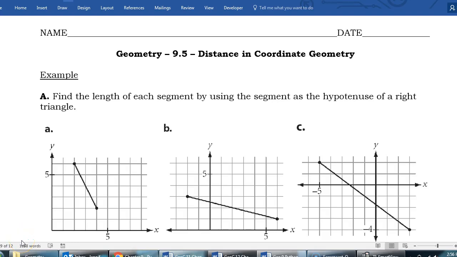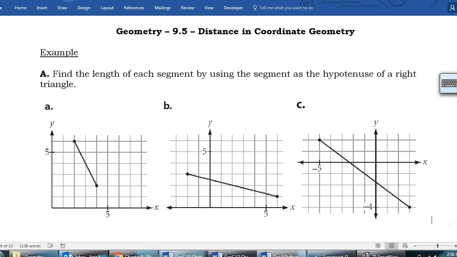This is Geometry Lesson 9.5, Distance in Coordinate Geometry. So, say you have a diagonal line and you want to figure out how long it is. It's kind of hard to count little portions of boxes exactly. So what we're going to do is turn this diagonal line into a right triangle, and then we can use the Pythagorean theorem to figure out exactly how long it is.